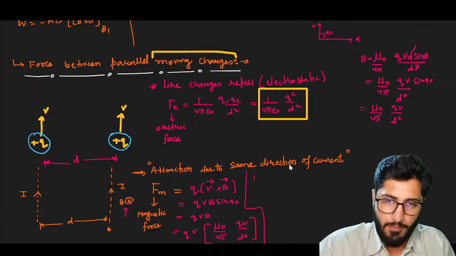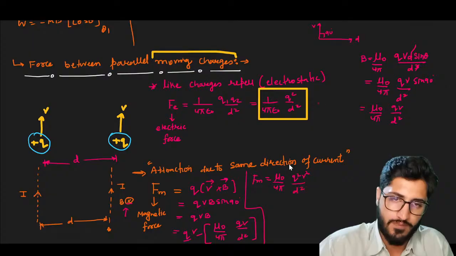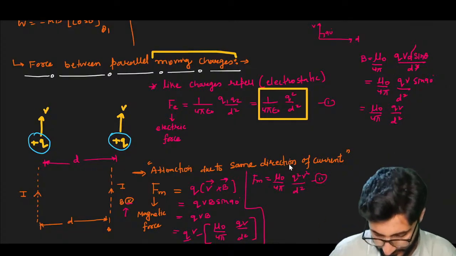So can I write now, magnetic force came out to be μ0/4π times q² v² divided by d². First equation, second equation. So we now have two equations.